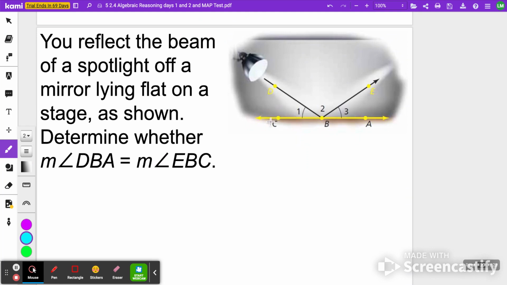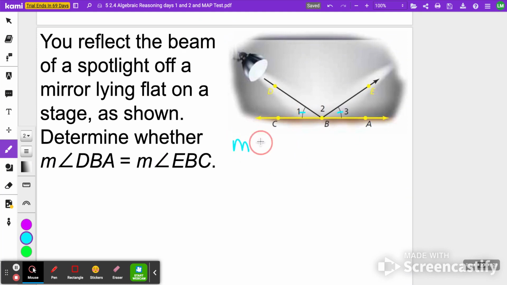And if you look at the measure of angle DBA, it is angle 2 plus angle 3. And the measure of angle EBC is equal to the measure of angle 2 plus the measure of angle 1. And 1 and 3 are both equal, so that would mean it is equivalent, okay?